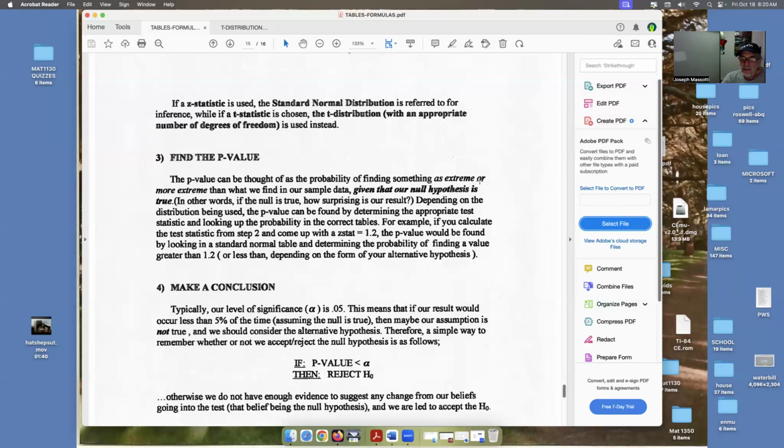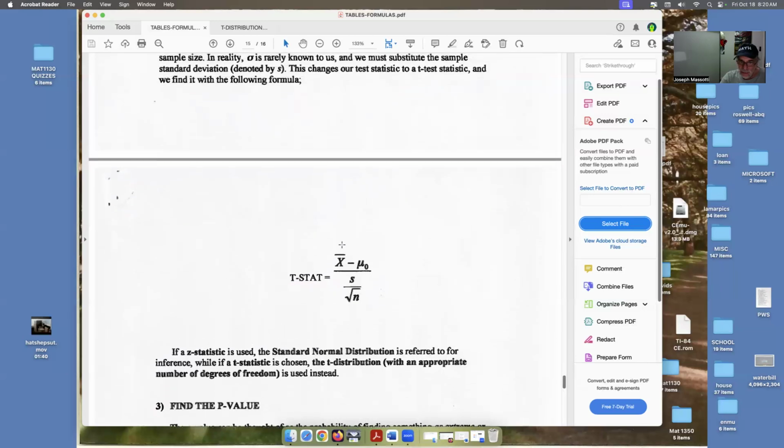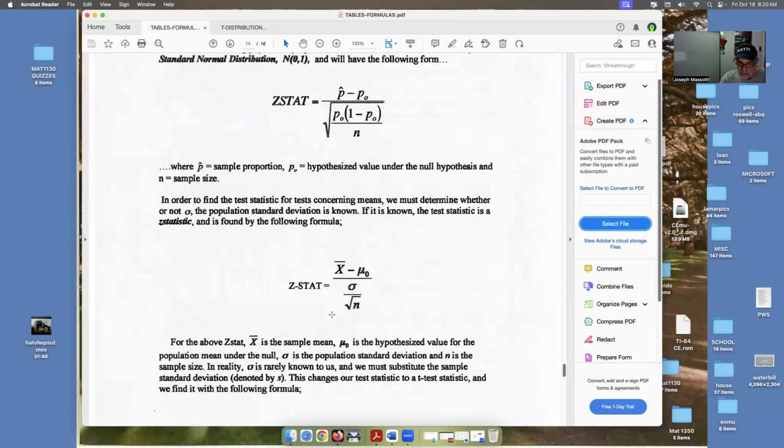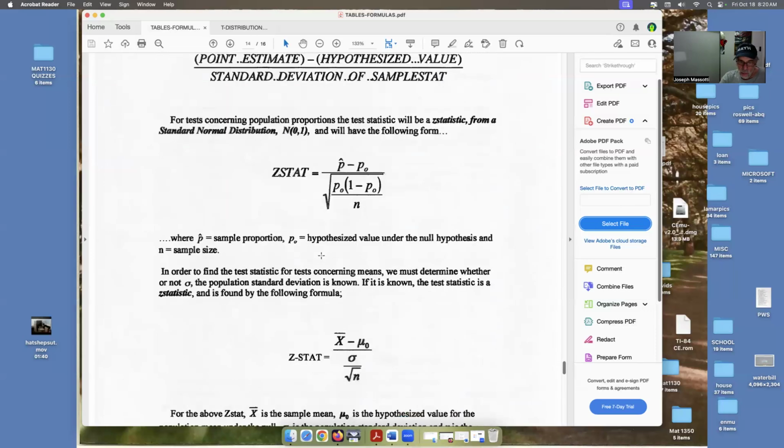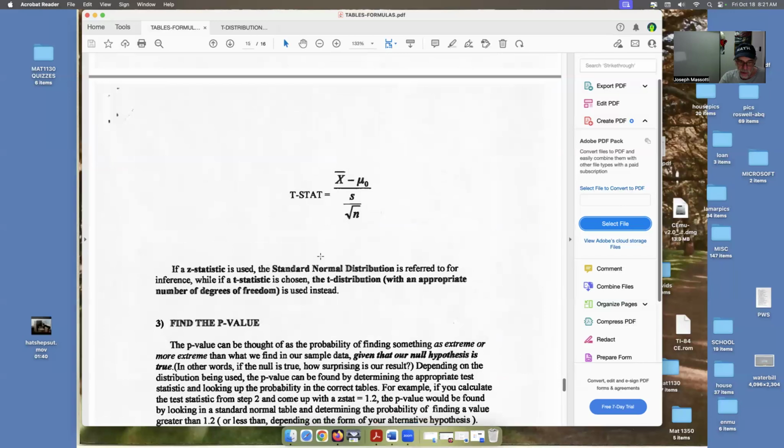The probability of finding something as extreme or more extreme than what we find in our sample data, given that the null hypothesis is true. Right? How surprising is our result? In other words, if the null hypothesis is true, how surprising is our result? And depending on the distribution being used, the p-value can be found by determining the appropriate test statistic, either a t-statistic or a z-statistic for means, always a z-statistic for proportions. And we'll do several examples of this so you can see what's going on.